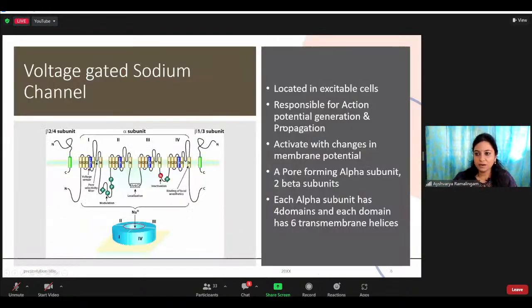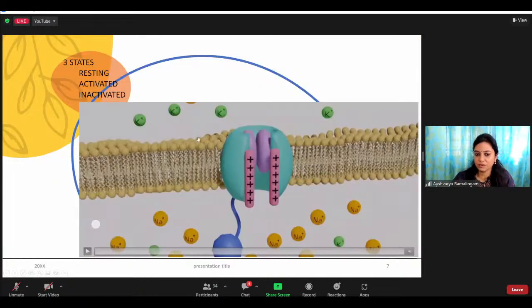The voltage-gated sodium channel is located in all excitable cells, and it is responsible for action potential generation and propagation. It actuates with changes in the membrane potential. And you can see each sodium channel is important because these form the activation and the inactivation gates and the selectivity pores. The lipid bilayer, and so this again puts the channel into the resting membrane state. So now it can be activated by any impulse.